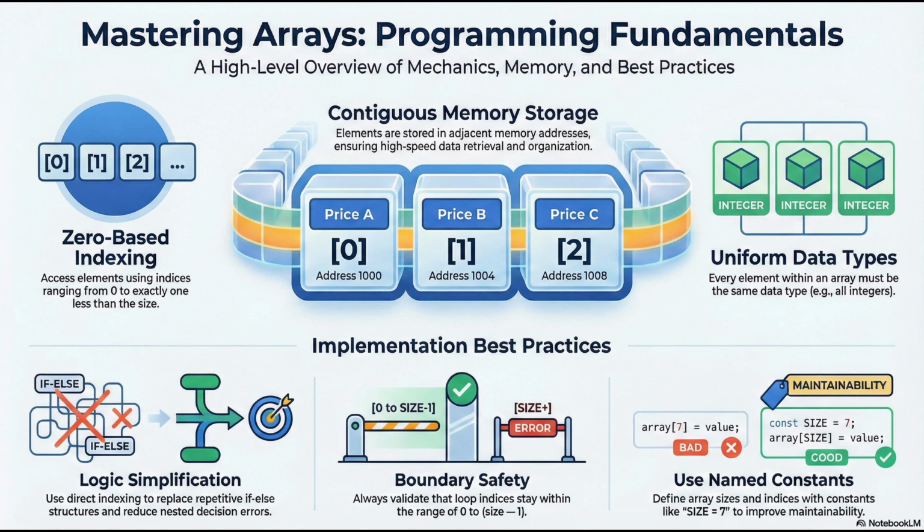The real power comes when you combine arrays with loops. That's the engine. Because you're not going to write 10,000 lines of code to add up 10,000 sales figures. Never. You write one loop. You just tell the computer, start at index 0 and just keep going until you run out of numbers.